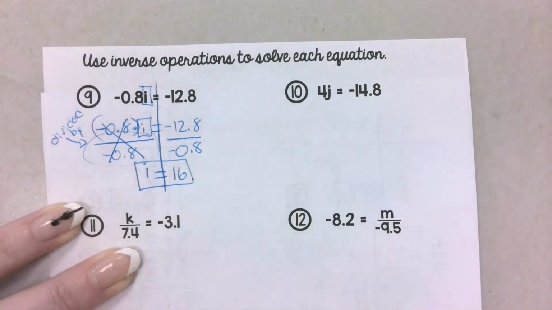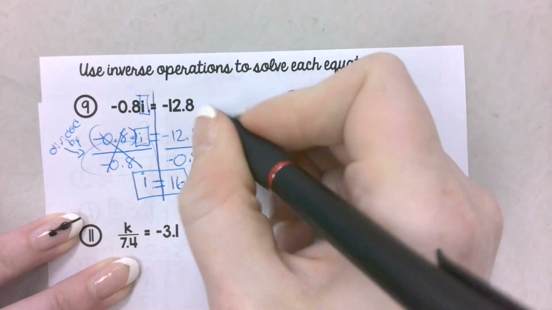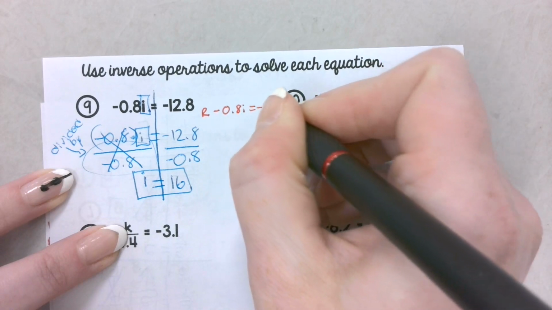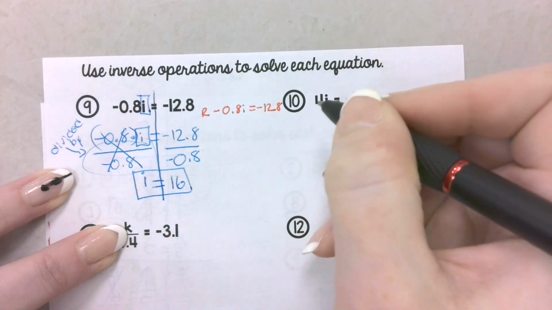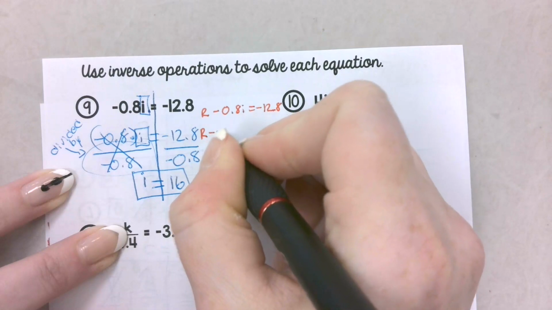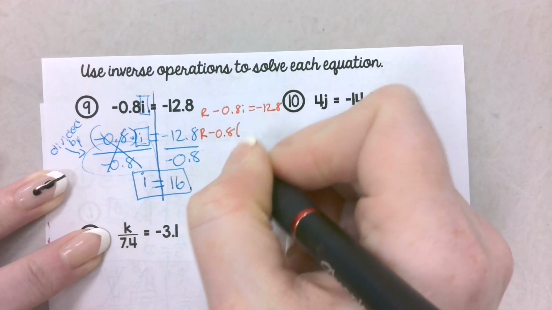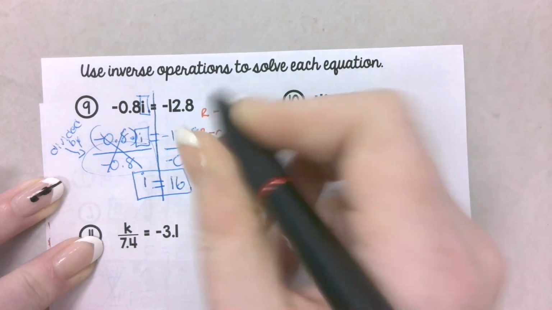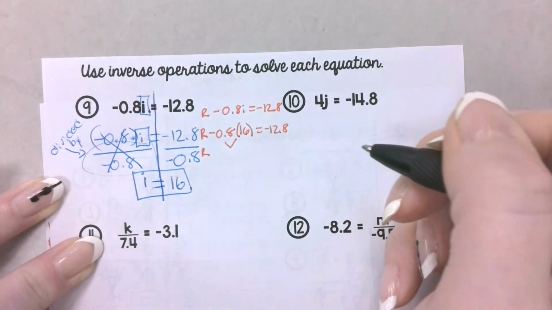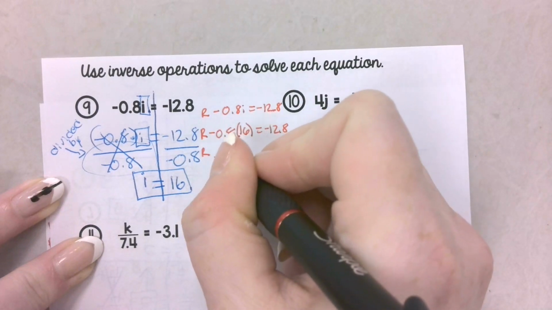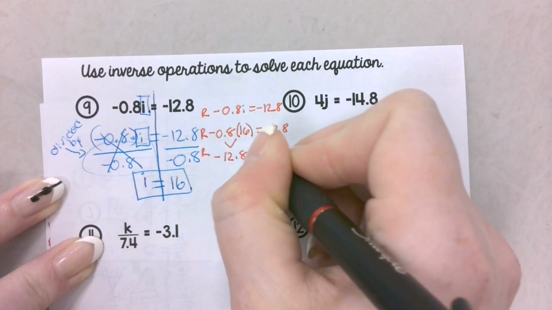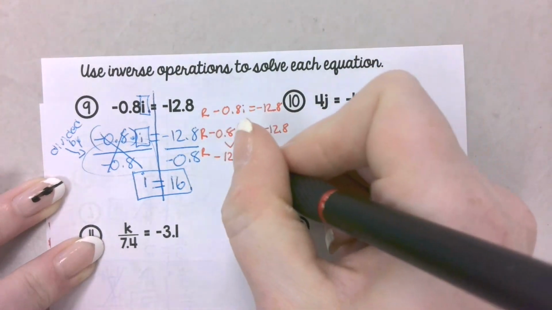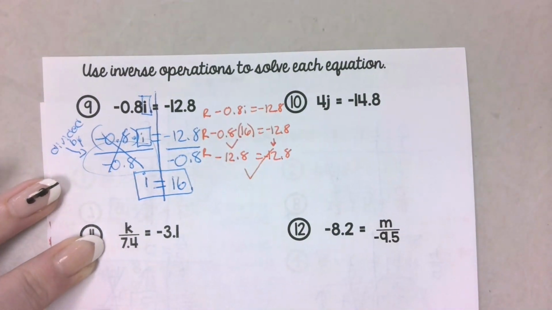Now here, this rewrite, replace, or calculate works the same way. Rewrite negative 0.8I equals negative 12.8. Replace negative 0.8 times I is then 16 equals negative 12.8. Recalculate. When you put that in your calculator, you should get negative 12.8. Bring that down is equal to negative 12.8. Is that a true statement? Yep. So you know you did it right.